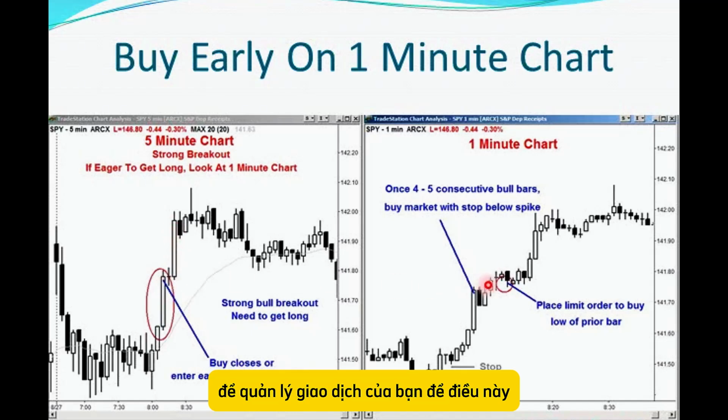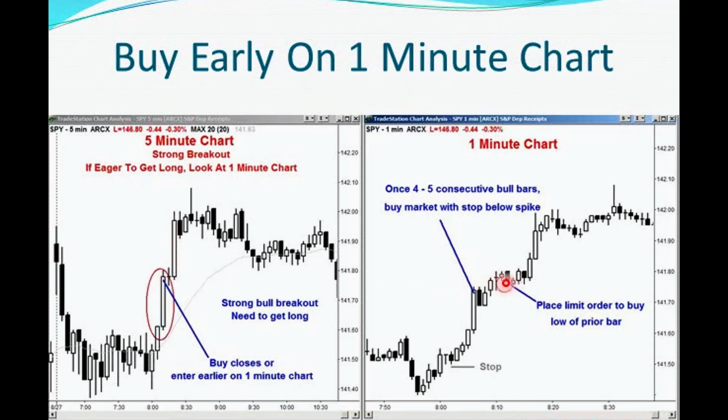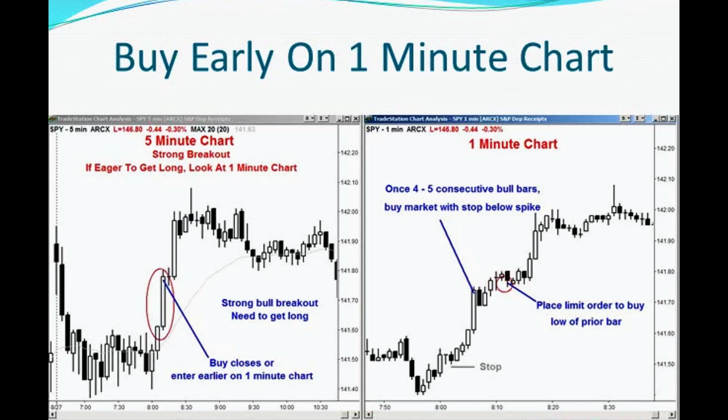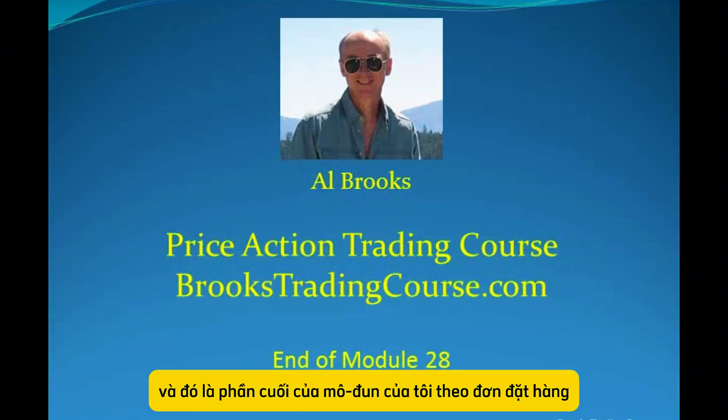So this long entry corresponds probably to around the close of this doji bar. And that is the end of my module on orders.